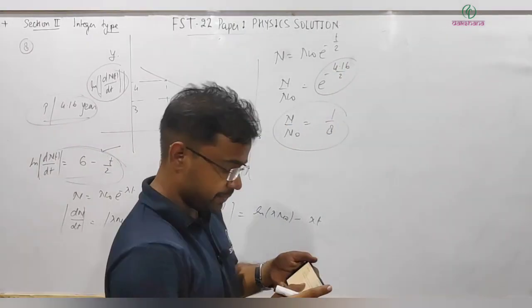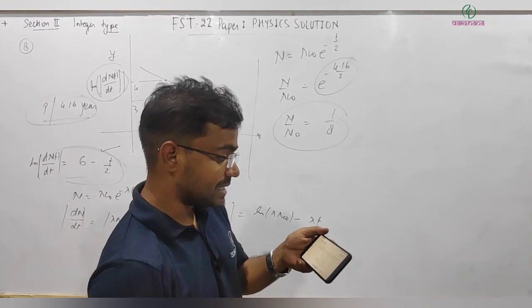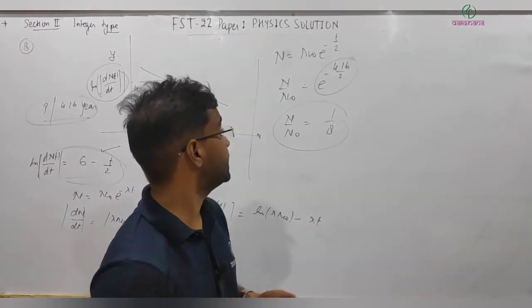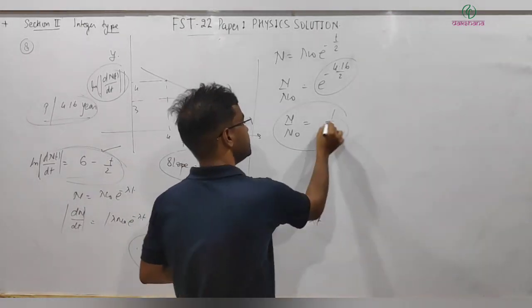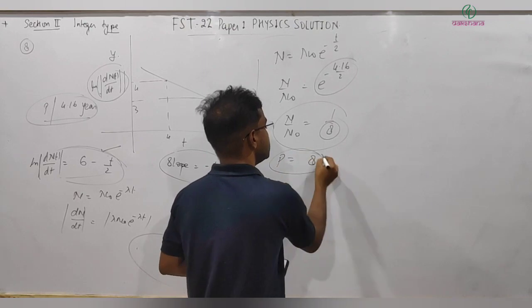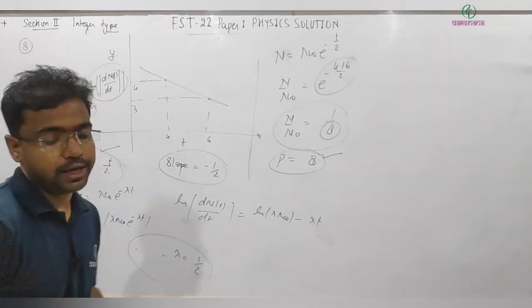So now it's saying the number of radioactive nuclei of this element decreases by a factor of P after 4.16 years. So what is that factor? We can say P is 8. So this is the answer for question number 8.